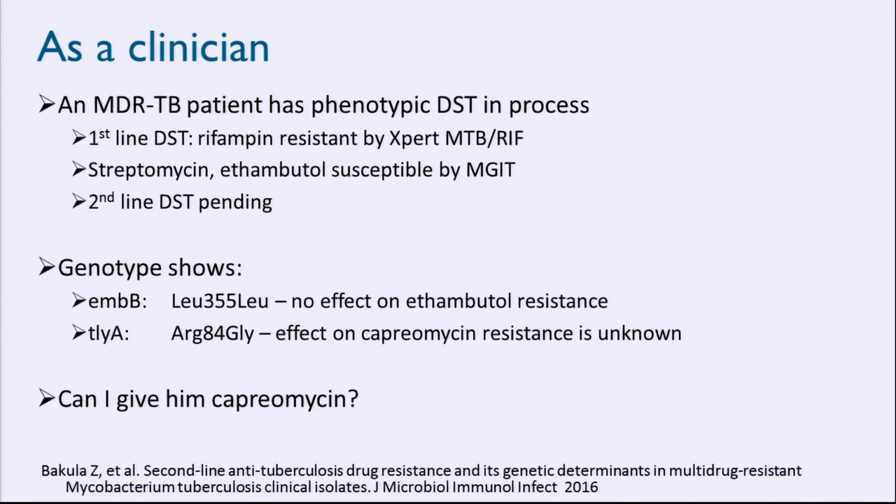We were fortunate to have genotypic data back, so we knew that this patient had a mutation in the embB gene, which in theory, we were told didn't really matter for this patient, but there was a mutation in the tlyA gene, which is associated with capreomycin. This particular mutation, we didn't really know what to do with at position 84, the arginine to glycine mutation, so I went to PubMed and said, okay, we're seeing that this one doesn't seem to have an MIC fold change when it's been seen in vitro.